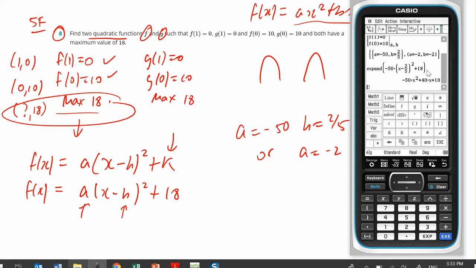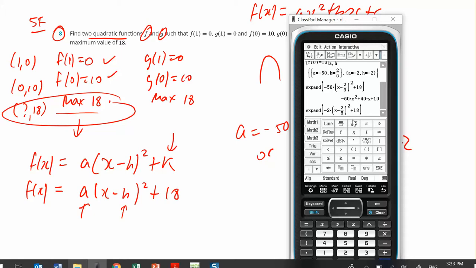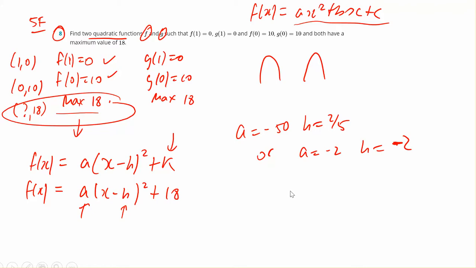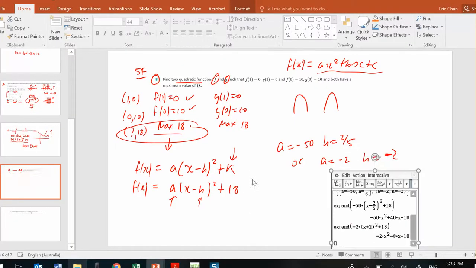The other answer, I'll expand, changing the numbers, so that would be negative 2, and my h is negative 2 as well. So that's going to be positive 2, because negative and negative is positive. These two answers should be what you have at the back of the book. I'll accept both answers if you write it in this form, but obviously not writing just a equals that and h equals that. Write out the full equation. Just write your final answers, and you should get the right answer.